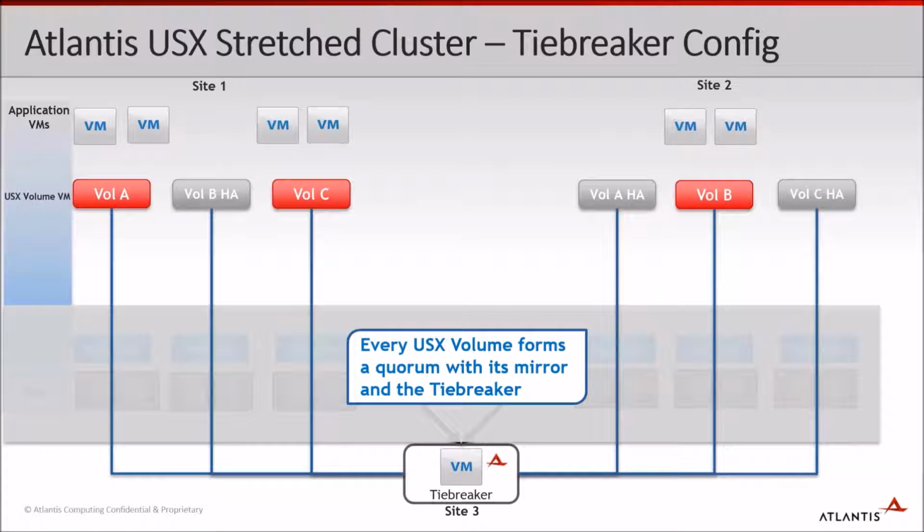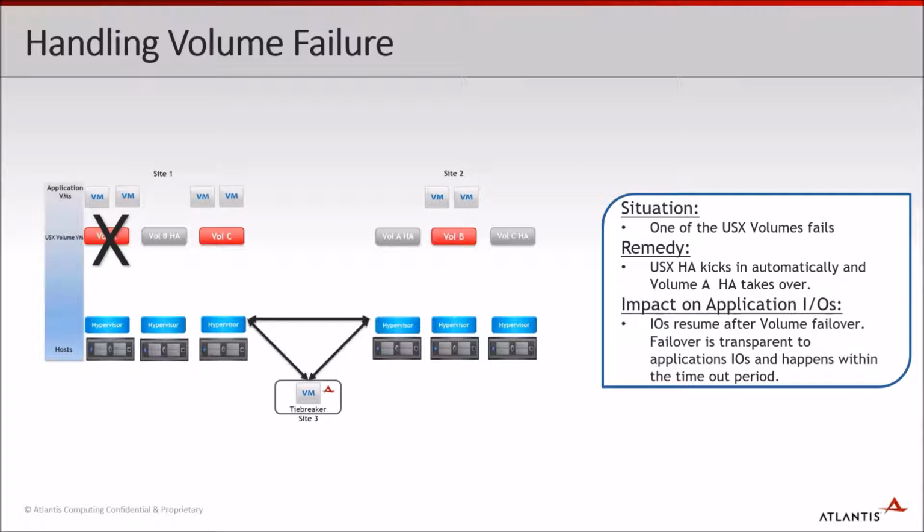The other piece of it where USX Stretched Cluster solution is actually quite unique is that every single volume in USX forms an HA solution with its HA volume that's always deployed on the other site, and then with the tiebreaker individually. So in this example, volume A and volume A HA on two different sites and the tiebreaker, those three form a quorum.